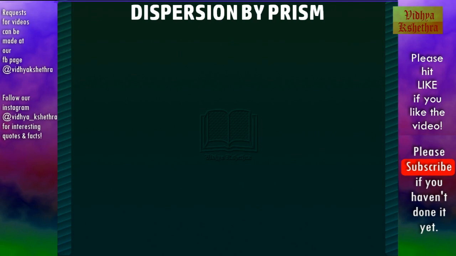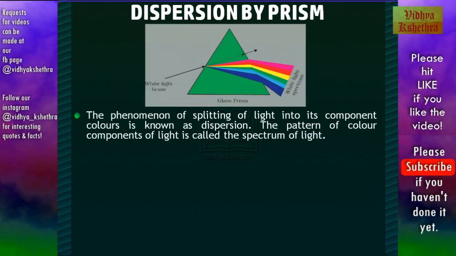Now we can consider the dispersion taking place in the case of a prism. That is, dispersion is the phenomenon of splitting of light into its component colors. The pattern of color components of light is called the spectrum of light. The spectrum of light is as shown in this figure.